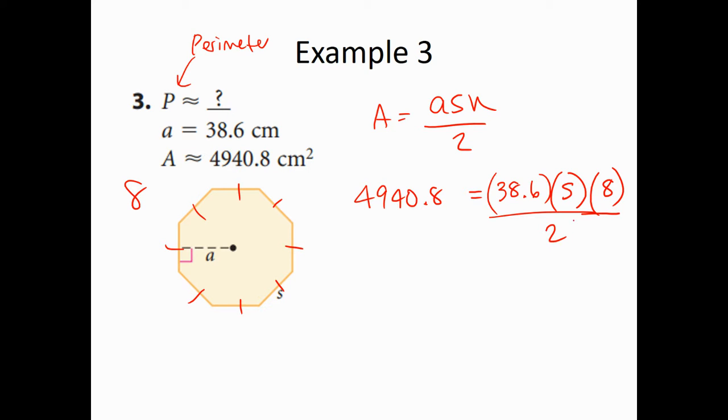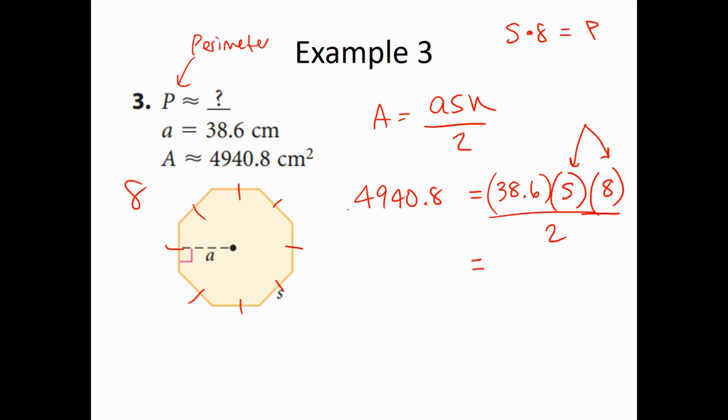So now you might be thinking, well, how do we get P if we don't even have P in this formula? But s is the side length, and s times 8 is equal to P, right? To find the perimeter, we just take the side length and multiply it by how many sides there are. So this s times 8 actually is P. So if we solve for s, we can get the perimeter.